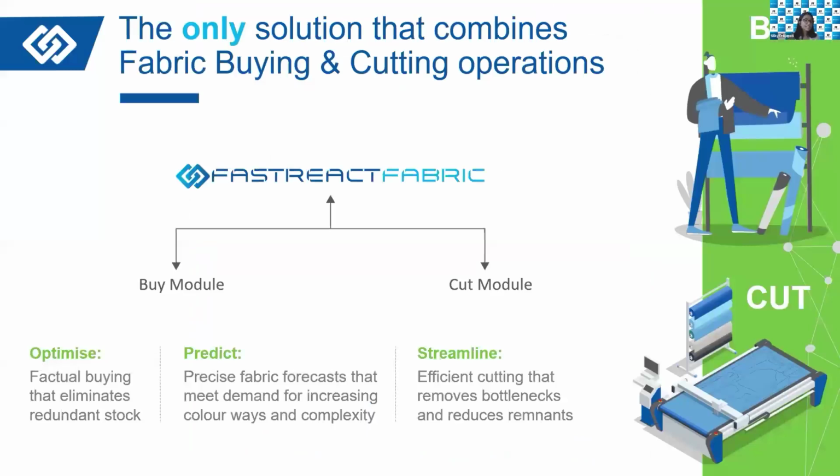So yes, we can confidently say that right now, FastReactFabric is the only solution that combines your fabric buying and cutting operations so that you can get factual buying and eliminate redundant stock. We predict the fabric forecast to meet your demands for increasing complexities, because right now it's the time for fast fashion and lower lead times. So you need accuracy, precise forecasting, and a complete streamline within your buying and cutting so that you can deliver your orders at the right time.